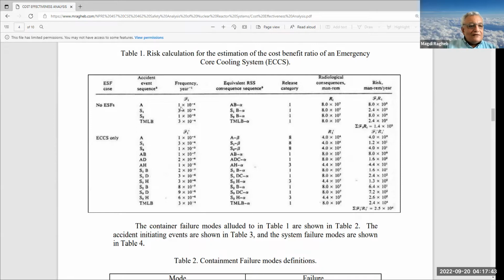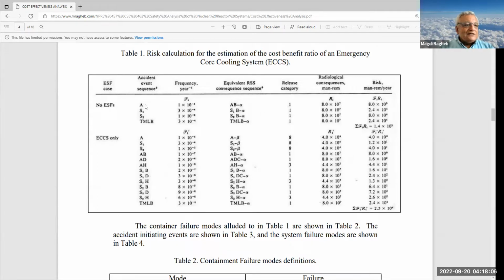However, you find that the frequency of those accidents or sequence of accidents before adding the safety feature here is very large, 10 to the minus 4. When you add the safety feature, you'll find that the frequency is reduced to 10 to the minus 6, 10 to the minus 4, and 10 to the minus 3. They change in that case.